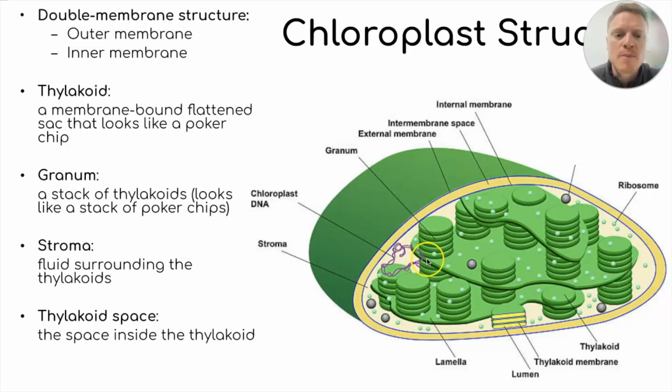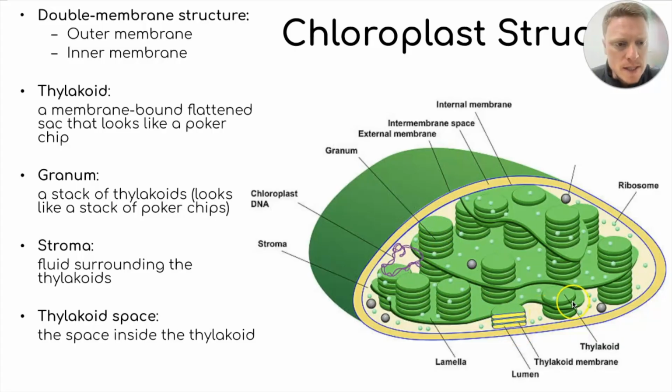This gives support to the claim that chloroplasts came from bacteria, especially since there's circular DNA and smaller ribosomes inside. That's part of the evidence of endosymbiotic theory, which you can go and do a little bit more research on yourself if you're interested.